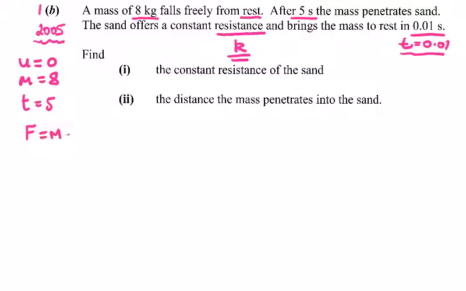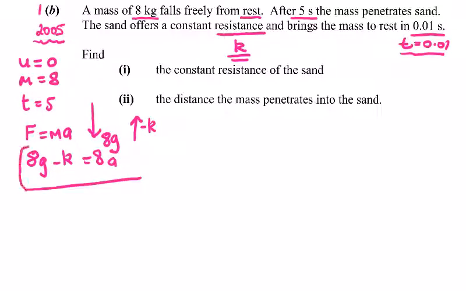Force is equal to ma. It's falling in this direction, we'll give that positive. mg is 8g. So we have resistance from the sand, which we call K. It's going to be in the opposite direction, minus K. So we're going to have 8g minus K is equal to 8a. So we need acceleration, and we obviously need K for part 1. I think constant resistance of the sand, part 1. So let's have a look here.